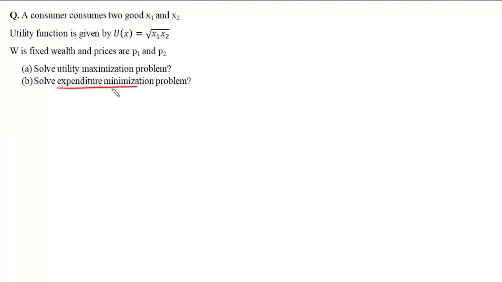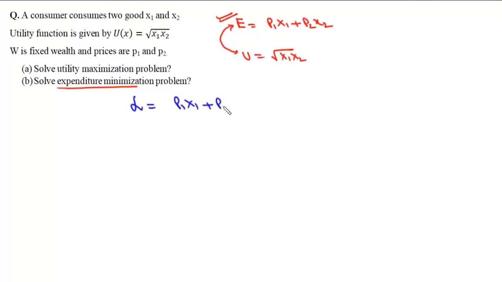Now with the same setup, we can also be asked to solve the expenditure minimization problem. In this case, we have to minimize expenditure. Expenditure will be given by p1 x1 plus p2 x2, subject to the constraint u equals square root of x1 x2. So for the second part, basically the objective function and constraint are interchanged. So now we need to minimize this expenditure. Again we'll write the Lagrangian function. The Lagrangian for this will be p1 x1 plus p2 x2 plus lambda times u minus square root of x1 x2.